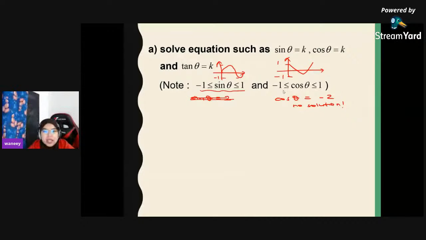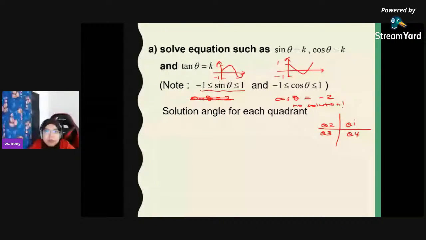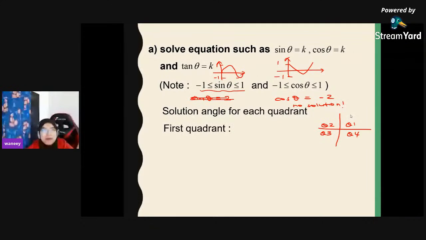Next, solving the angle for each quadrant, so you need to remember those 4 quadrants. This is quadrant 1, quadrant 2, quadrant 3, quadrant 4. Do you guys remember how to calculate the angle for each quadrant? Just in case you didn't remember, normally we have to calculate the basic angle or the principal angle. Those will be in the first quadrant where we're going to call them alpha. So alpha is actually our basic angle or the principal angle.